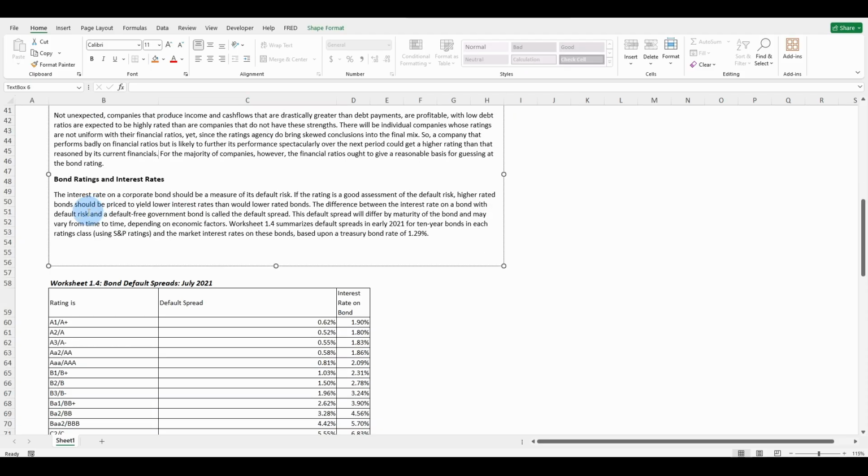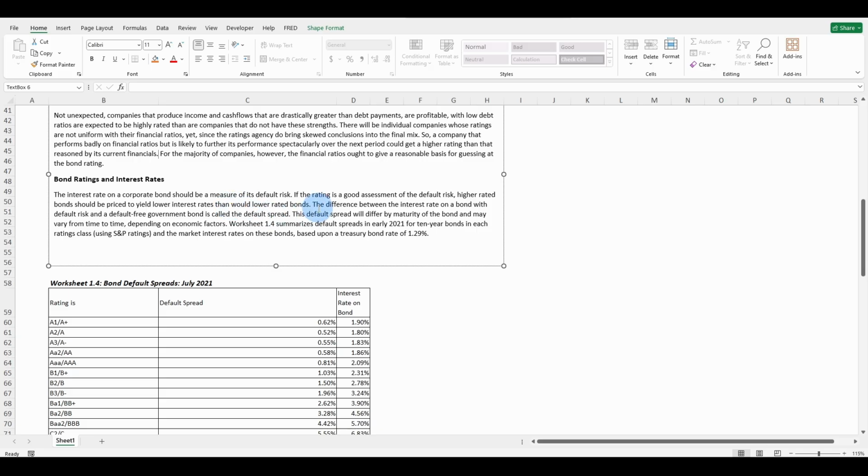Bond ratings and interest rates. The interest rate on a corporate bond should be a measure of its default risk. If the rating is a good assessment of the default risk, higher rated bonds should be priced to yield lower interest rates than lower rated bonds.